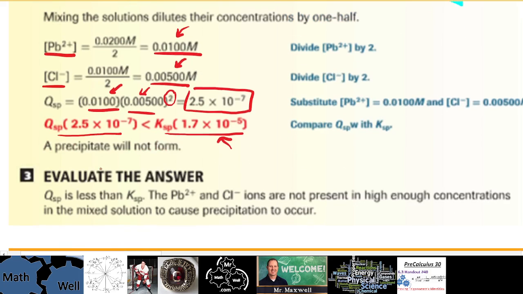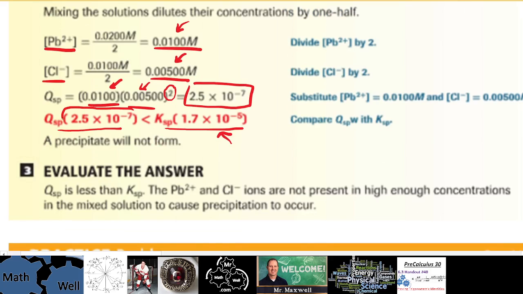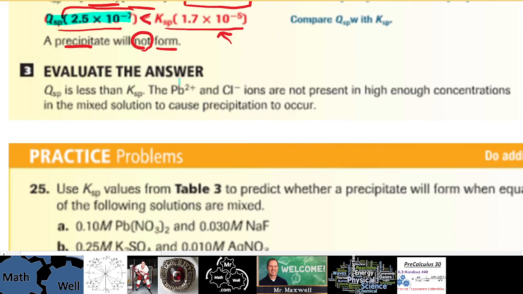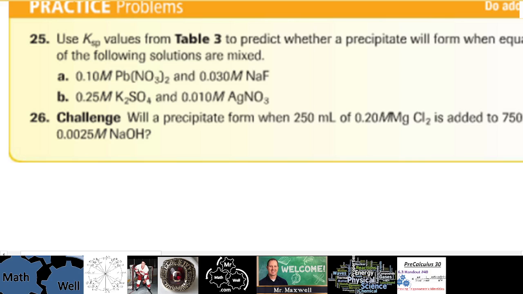And because this is much smaller, that means a precipitate will not form. If your trial Ksp or your experimental ion product is less than the published Ksp, there are not enough ions to form precipitate. Got it? If this experimental number was greater, then a precipitate would form. Okay. All right, let's take a look.